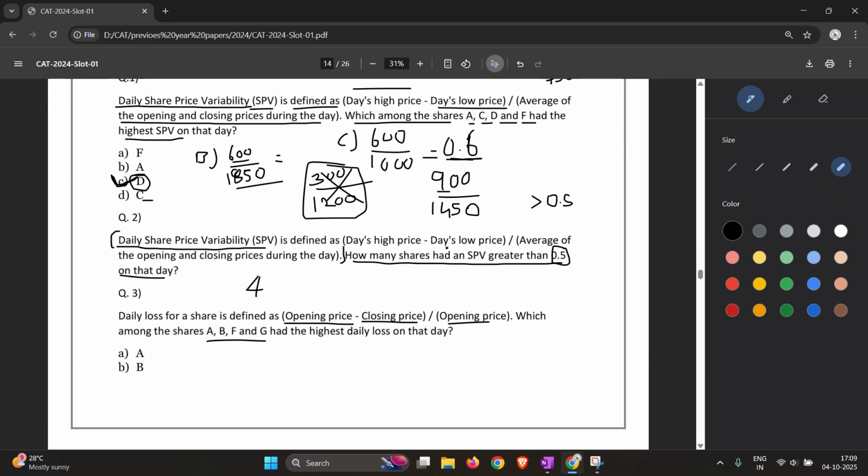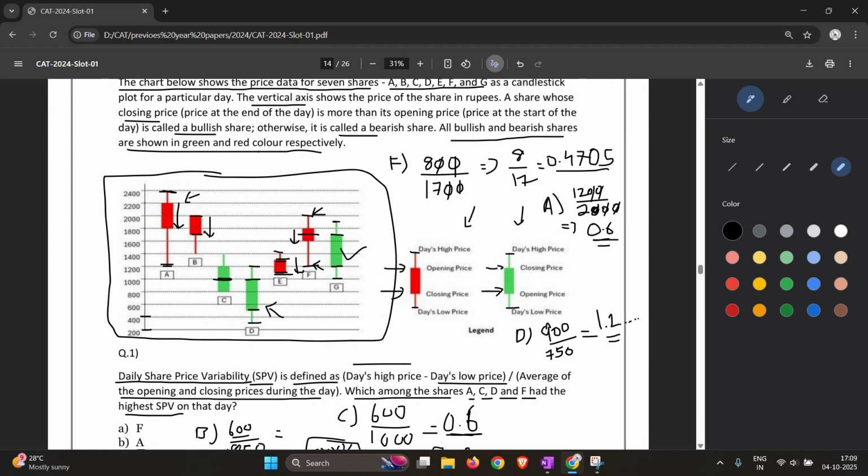Because a loss of 10 rupees for a share with a price of 15 rupees is a lot more than with a share whose price is 1,000 or 10,000 rupees, right? So again, let's not take a shortcut and just quickly calculate the loss for all of these four shares, as we can do it very fast anyways. So for A, what is the loss percentage?